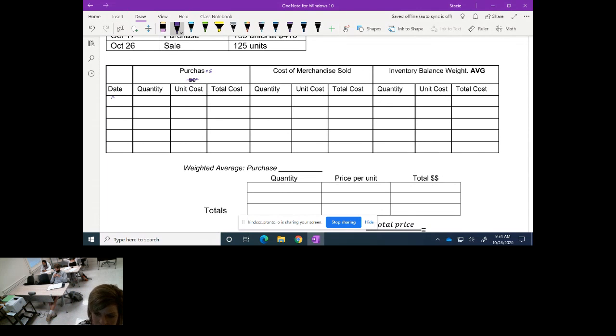All right, so October 1st, we're going to start out with 110 units at 380. So what's my total inventory?